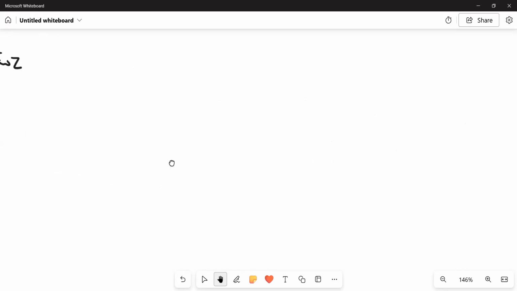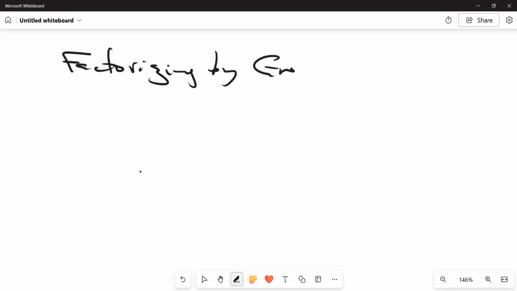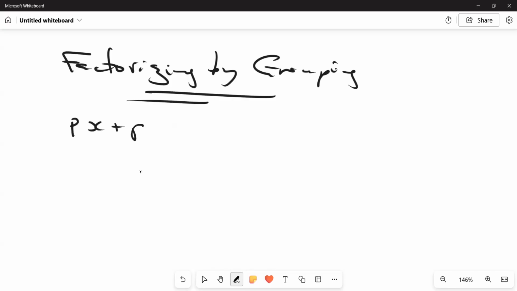All right, good. So let's take another one. This one involves some grouping now, factorizing by grouping, right? And this one is going to be very useful later on. You will see. So let's take a few of them. Let's say you have px plus py plus qx plus qy, right?